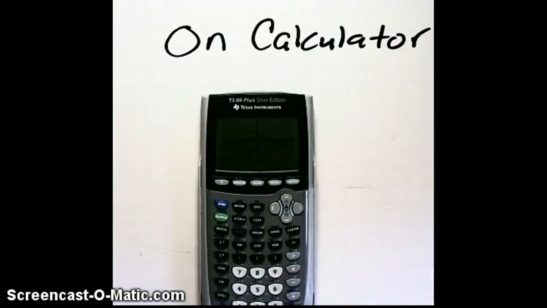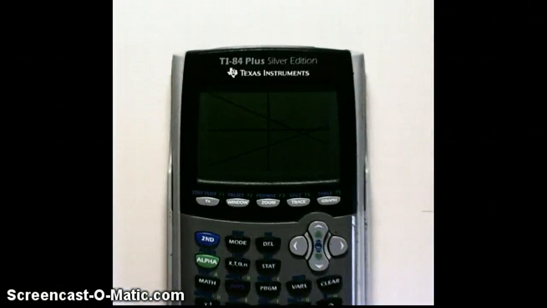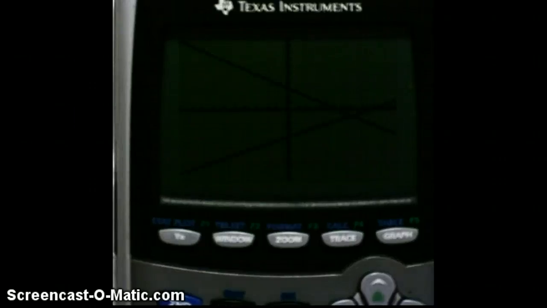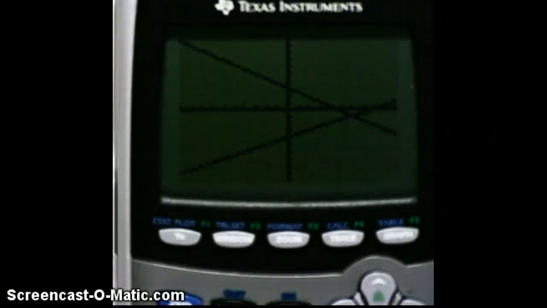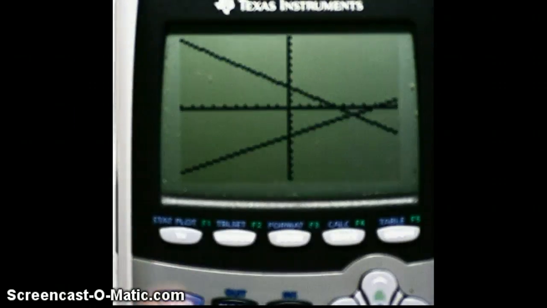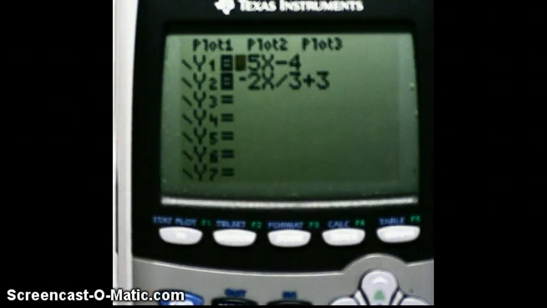Now the question is, could I do that same problem on the calculator? And of course the answer is yes, we could. So here we go. Try to get my light where you could see it a little bit better. There you go. So I plug in my functions in the calculator on my equation editor, 0.5x minus 4. Notice I did the negative 2/3 x, negative 2x divided by 3 plus 3.